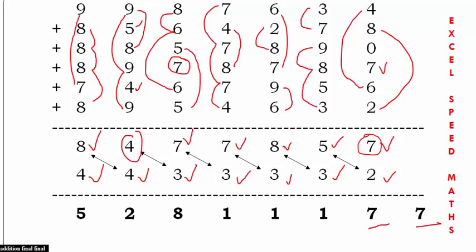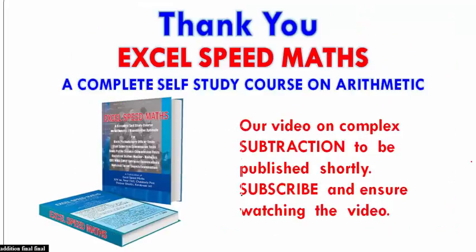Now the answer line. The rightmost digit will be 7. The next digit is 5 plus 2, that is 7. The next is 8 plus 3, that is 11. So we have to retain 1 and carry 1 to the next column. In the next column also we will get 11. So retain 1 and carry 1 to the next column. So finally we get the answer as 5281177.